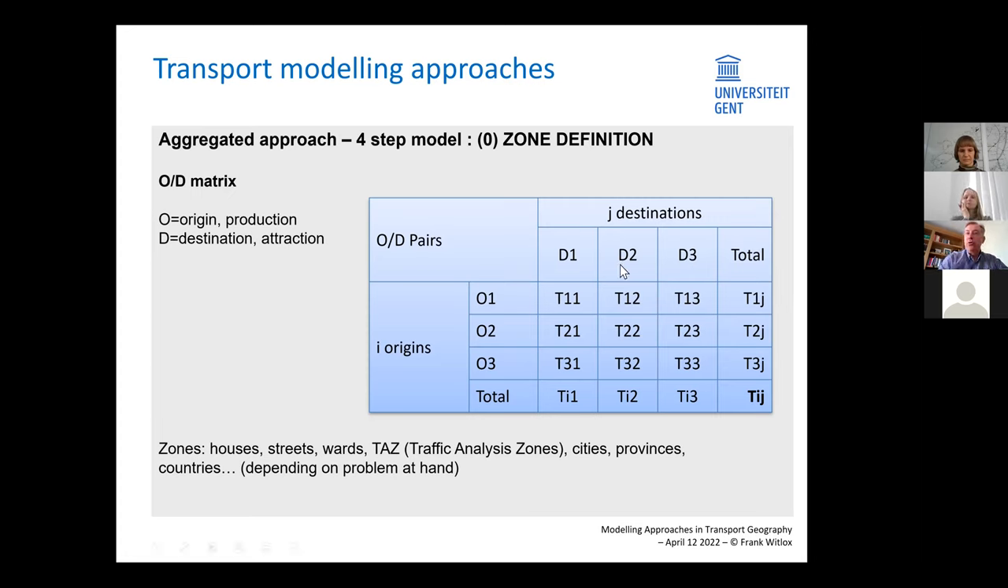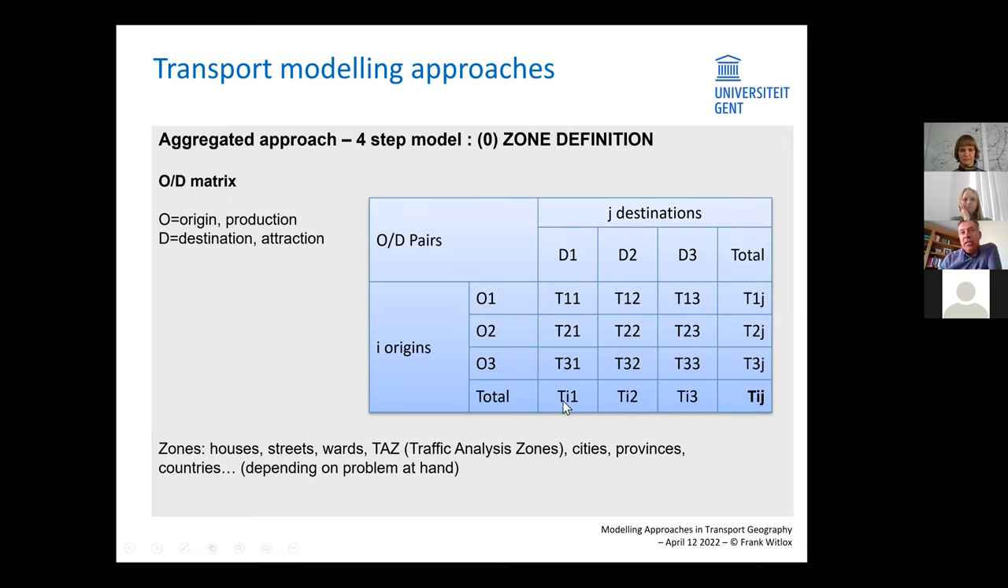So in a sense, what we want to do with these four-step models is to fill in and complete this type of matrix where we have origins and destinations. We can look at this at the level of the rows and the columns. These are the total trips being made, Tij. And then obviously, if we fill in the matrix, that's the distribution. If we look at each individual flow with a bit more detail, that will tell us something about the modal split and also the route being chosen.